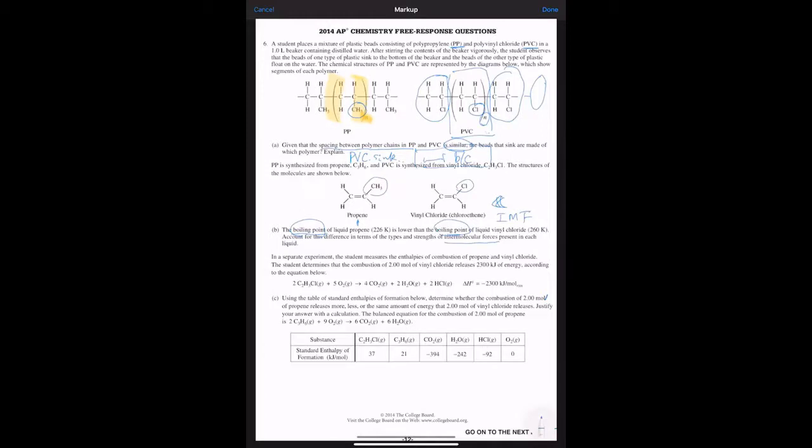Yeah, I have mentioned this before. Especially when you explain the London force, you should talk about the polarization of the electron cloud. So this is a key word. So I write it here: polarization of the electron cloud. This is because the vinyl chloride has a larger electron cloud.